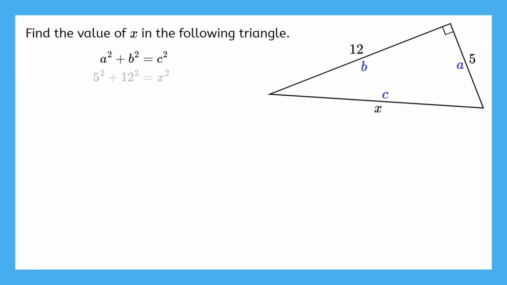Okay, we'll substitute our values in for A, B, and C. Then we'll calculate the values of these squares. Next, we have that 25 plus 144 equals 169, and we went ahead and switched the order of the equation. What's the final step? We take the square root of both sides, which gives us x equals 13. And that's it.